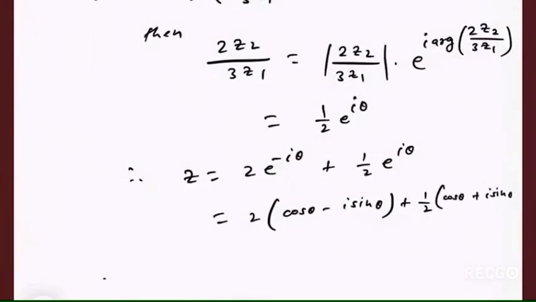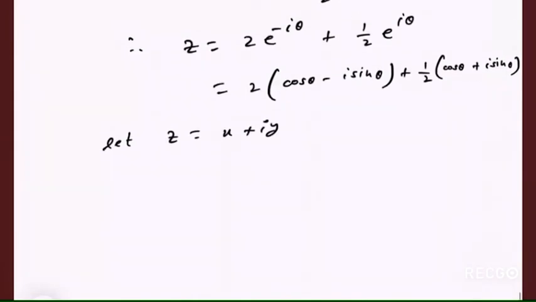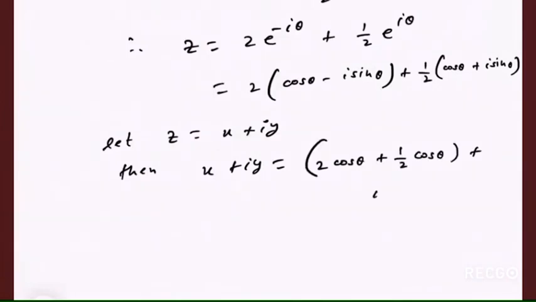And let's say that the complex number z is equal to x plus iota y. So let us suppose that z is equal to x plus iota y, and then replacing z by x plus iota y, we are getting x plus iota y is equal to 2 cos theta plus 1 by 2 cos theta. I mean, putting the real part together and then taking iota common and putting the imaginary part together. Then from here we are getting what? Minus 2 sin theta plus 1 by 2 sin theta.